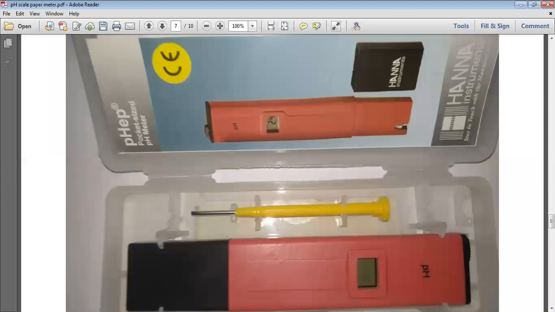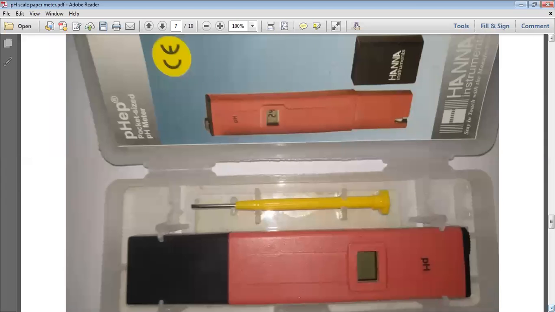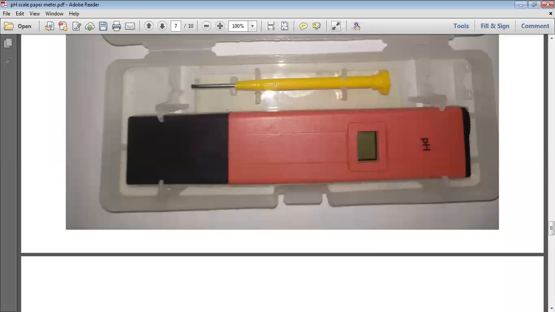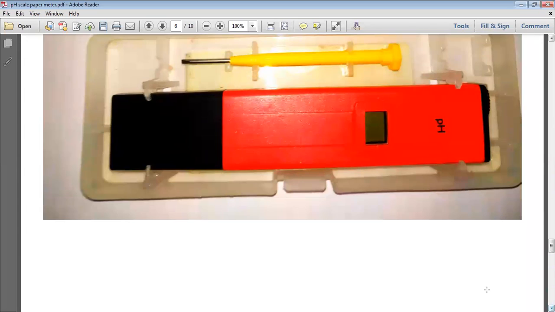So my dear students, this is the photo I have taken of the pH paper that I have in the lab. This is the pH paper. This is something like a screwdriver that is used to calibrate the pH meter, and this is the pH meter. This black cover, we remove it, and then we use this pH meter. Here we can read the reading, and this is how we can calibrate it.